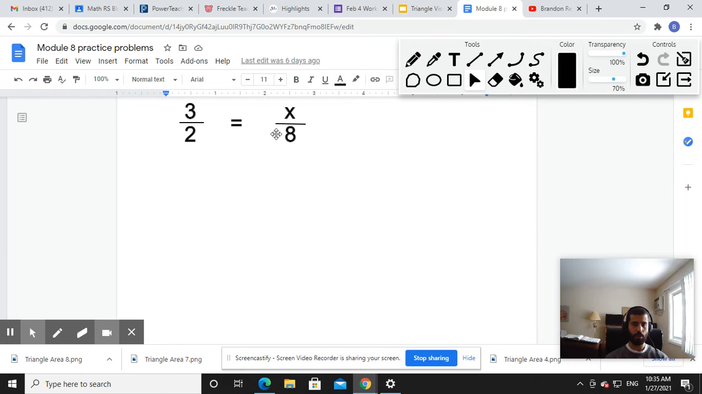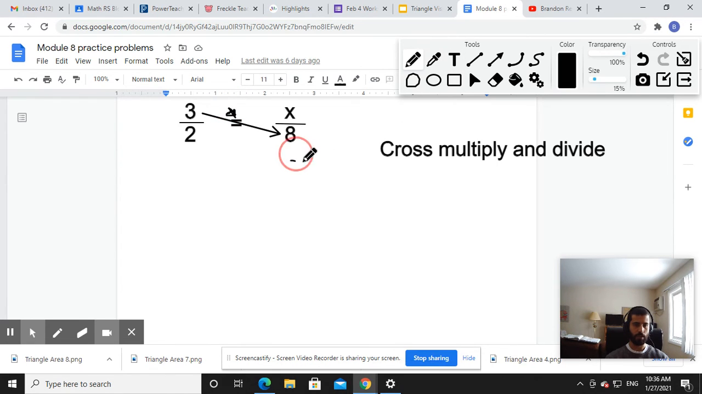Okay, and now, if you don't like doing that method, here's the other method. It's called cross multiply and divide. And what that means is exactly what it sounds like. We are going to take the two numbers that are furthest away from each other, 3 and the 8, and we cross multiply. We multiply them together. I'll draw a little star to show you that we're doing that. And that gives us 24.